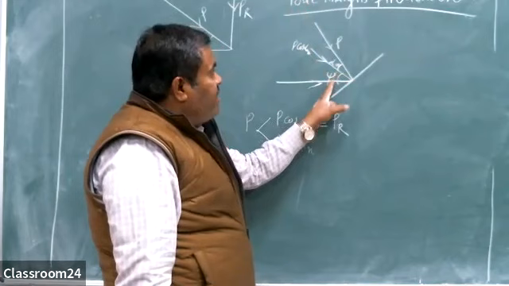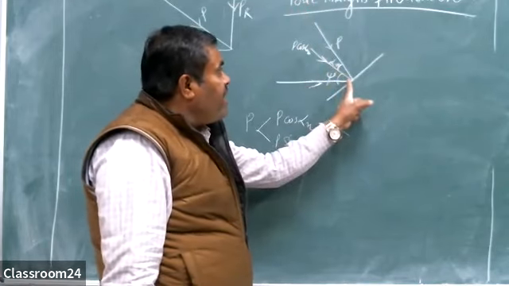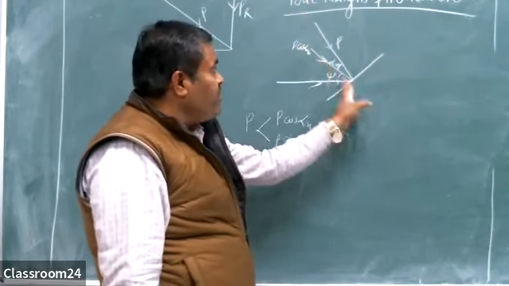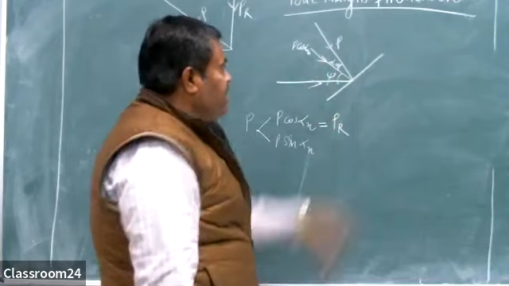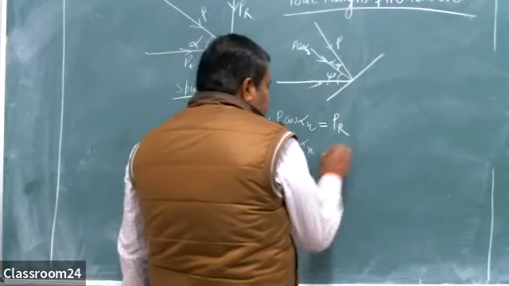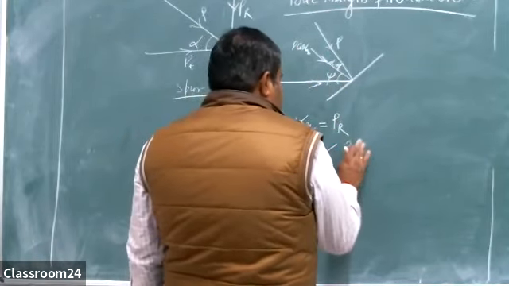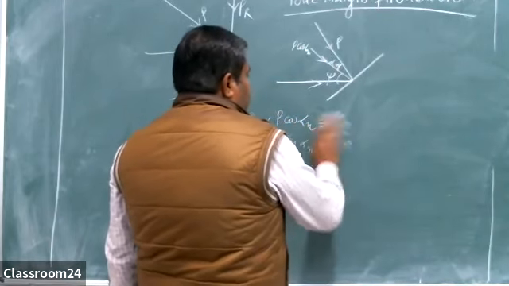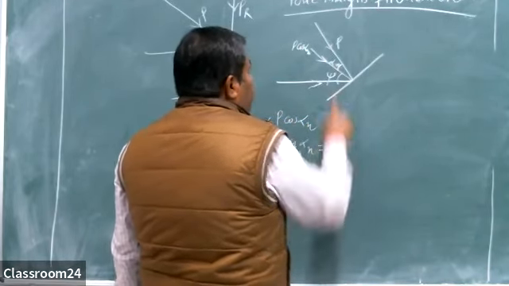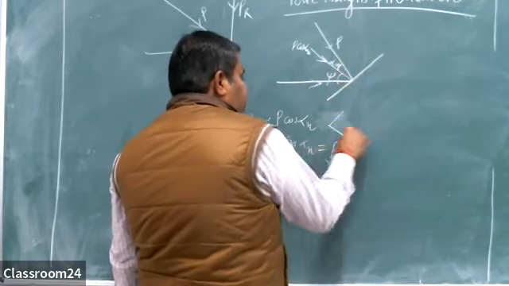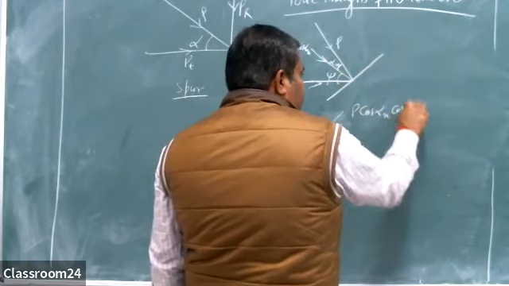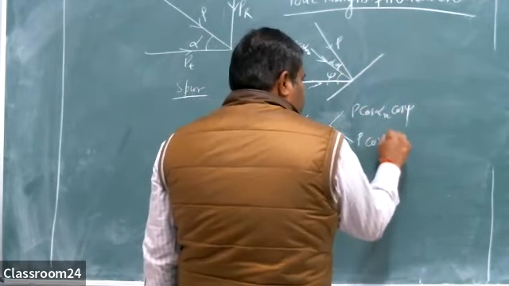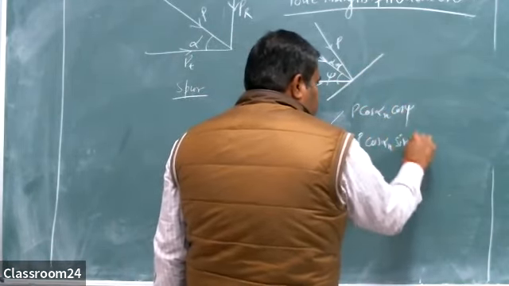So because of this angle, this force P cos alpha n has again two components. The first component is with cos psi and the second component is with sin psi. No, I have written wrongly. This is PR, P sin alpha n, and P cos alpha n has two components: P cos alpha n cos psi and P cos alpha n sin psi.